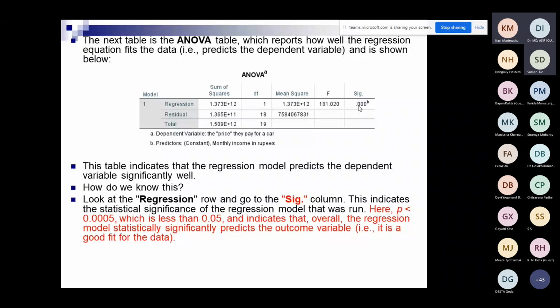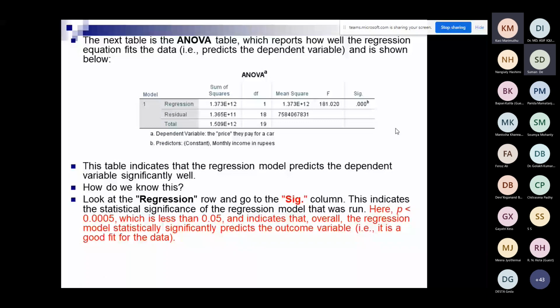If your significance value is less than 0.05, the model is significant. If your P value is anything more than 0.05, you conclude that the model is not significant. Your independent variable is not significantly predicting the dependent variable. Otherwise, your income is not predicting the price when your P value is greater than 0.05. I hope you have understood.